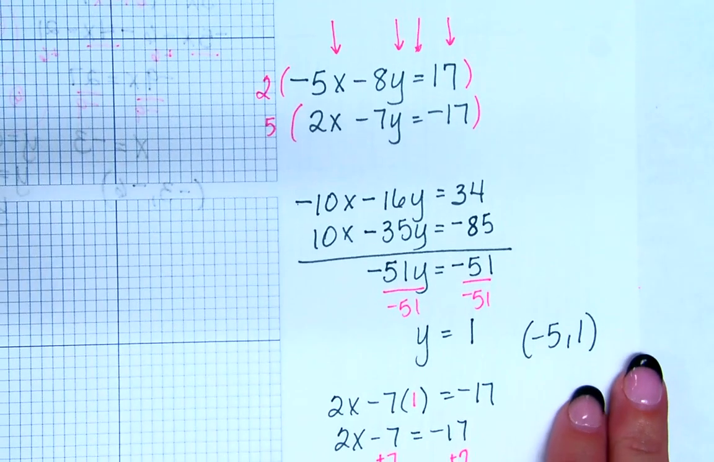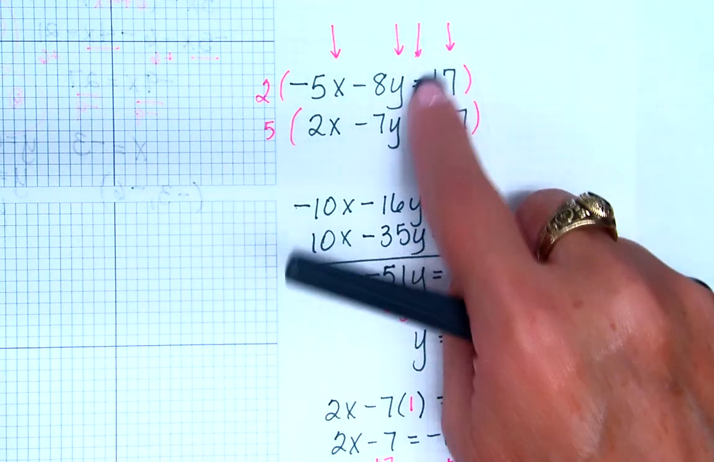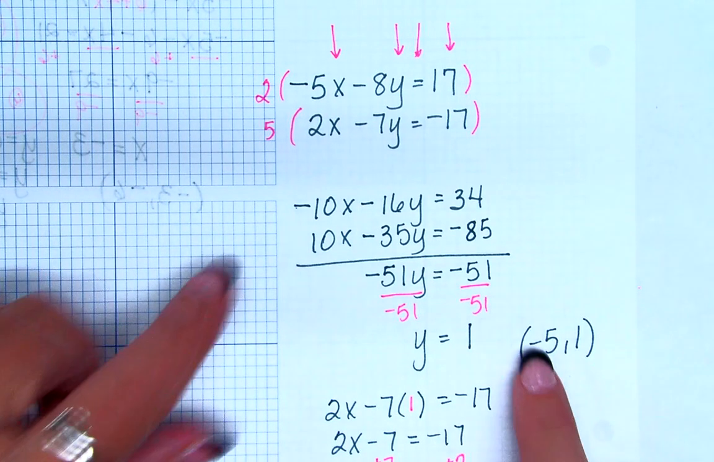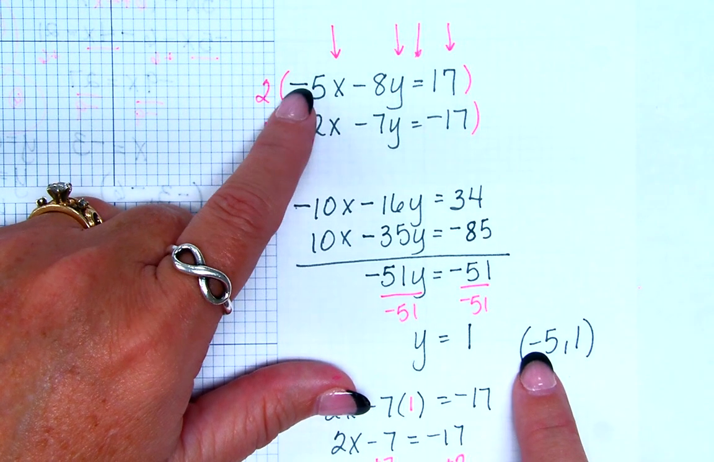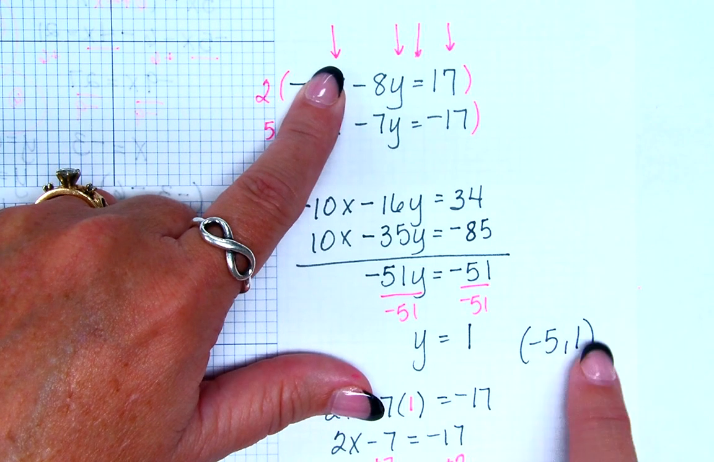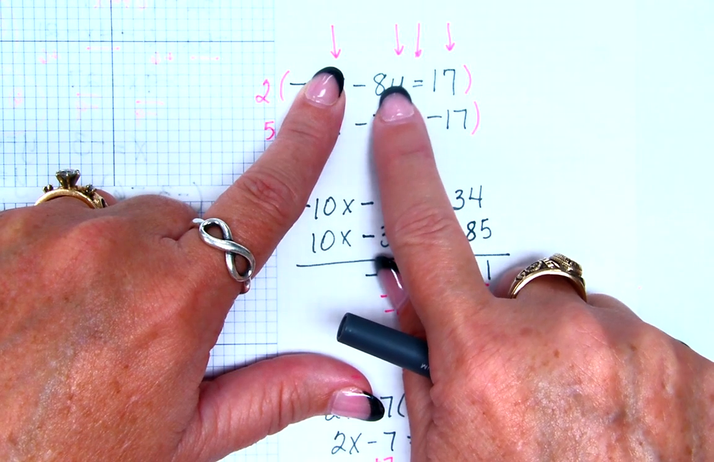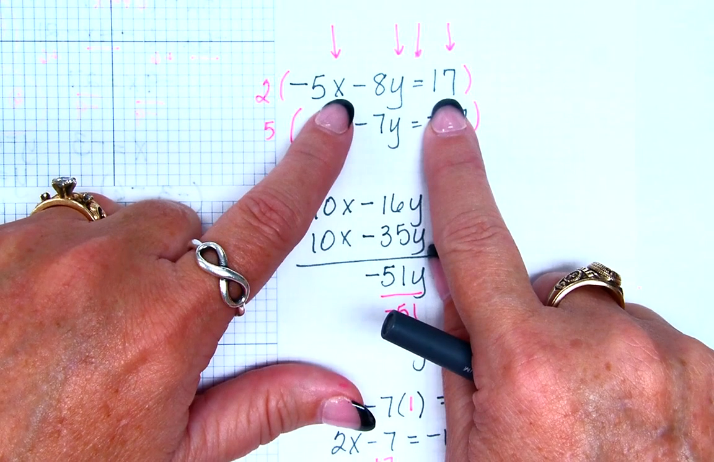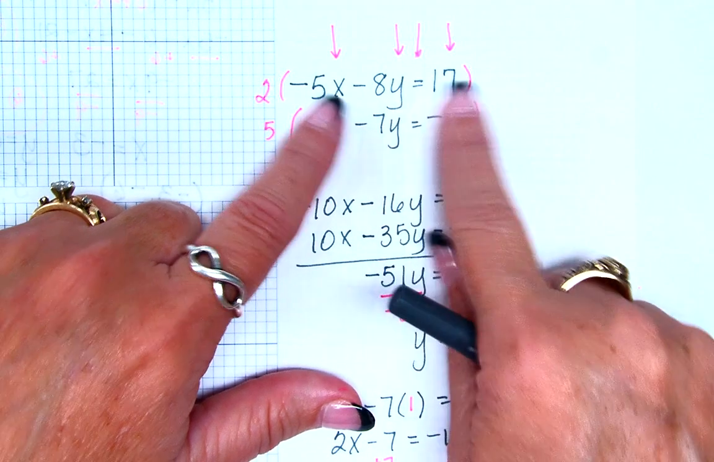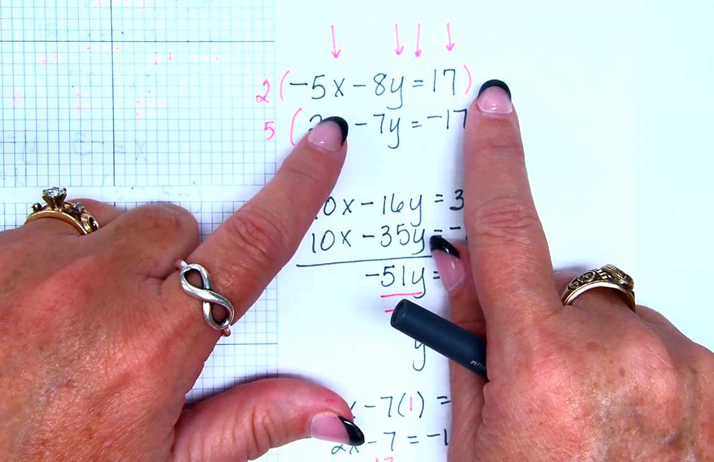Is there another way to check? I guess you could solve each one of these for y and then graph them and see if that's where they cross, right? But plug in is what you said first. So negative 5 times negative 5 is 25. 1 times 8 is 8. So 25 minus 8 is 17. Yes? So it works in the first one, so it must work, right?